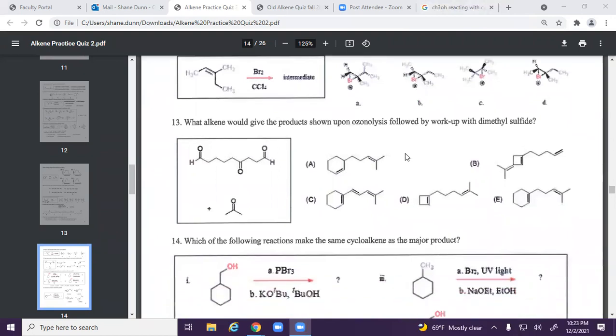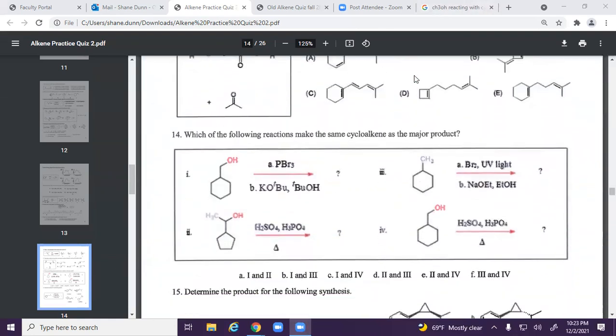Okay, with this one, number 13, since we form this structure right here, this guy appears on your alkene practice. It's the exact same one as the alkene practice one, so this definitely isn't going to appear on your quiz. I'm going to skip 13 because I already did it on the alkene review part one or part two.